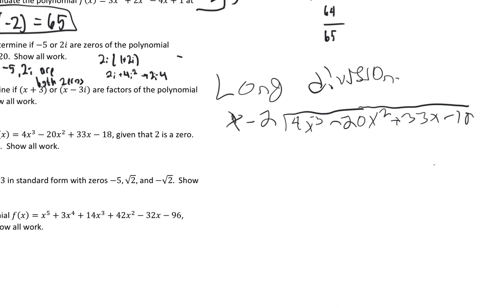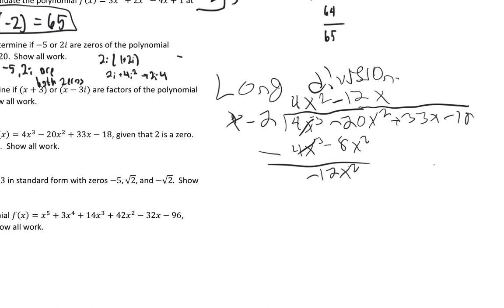Great. So I want x minus 2 to cancel with 4x cubed. So I write 4x squared over here, and I get 4x cubed minus 8x squared. Subtract. These cancel. I get negative 12x squared. So I get minus 12x, negative 12x squared plus 24x.